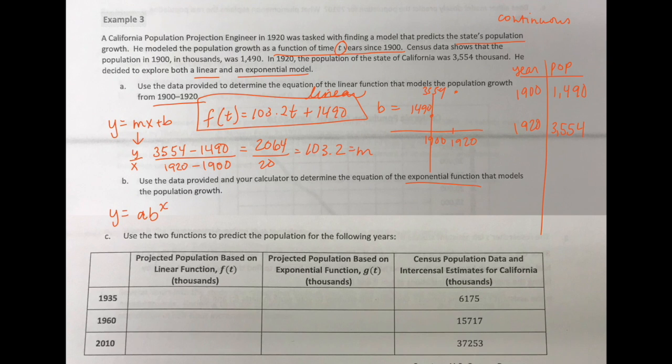That's our linear model. For our exponential model, we're going to have to come up with our initial value, which is a. In this case, it's 1490. Then we have to come up with our common ratio. So this is going to be really difficult to do for this. I'm going to show you a way to do it with a calculator. But for now, I'm just going to give it to you. And then in our next video, I'll show you exactly how I came up with this.